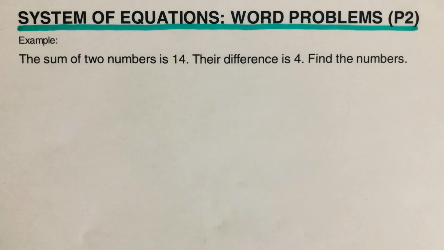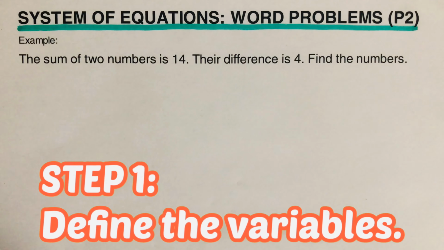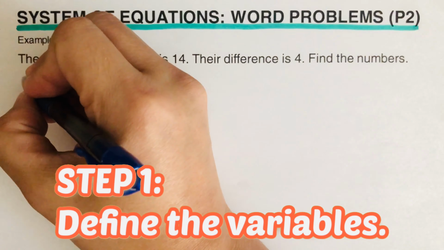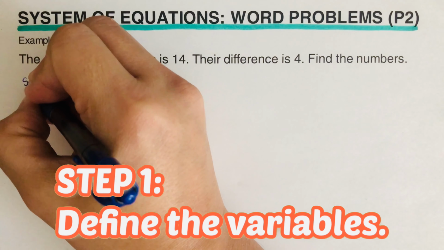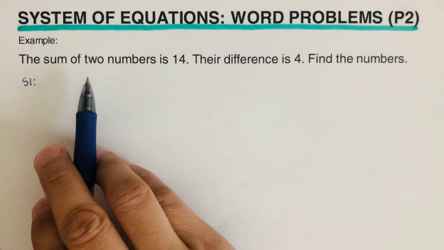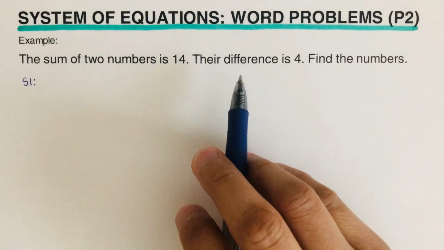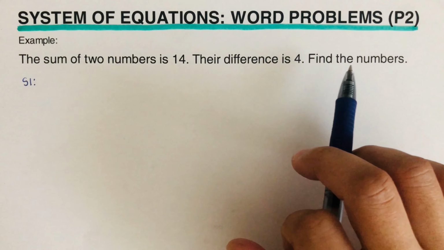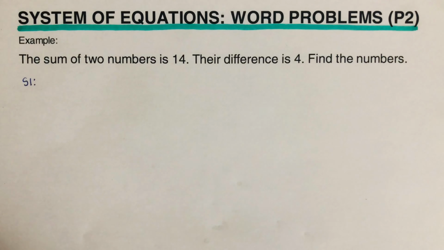Well, in order that we can solve a system of equations involving word problems, we need to follow some steps. And the first step is to define the variables. So in this case right here, I will label this as step 1. The sum of two numbers is 14. Their difference is 4. Find these two numbers. So I'm going to define the variables.